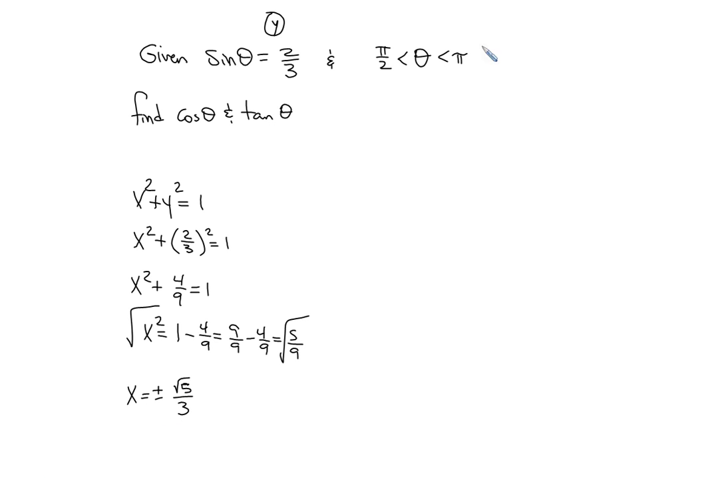Question is, should it be positive or negative? Well, this is quadrant 2. So should x be positive or negative? Negative. So that means that this is our y-coordinate, 2/3. Our x-coordinate is negative rad 5 over 3. Can we now find cosine of theta? What is it? Right, the x-coordinate. How do we find tangent?